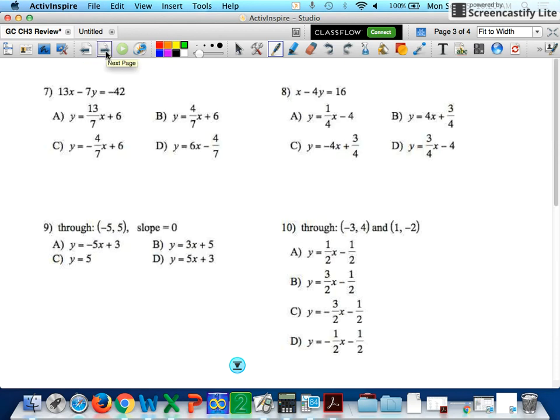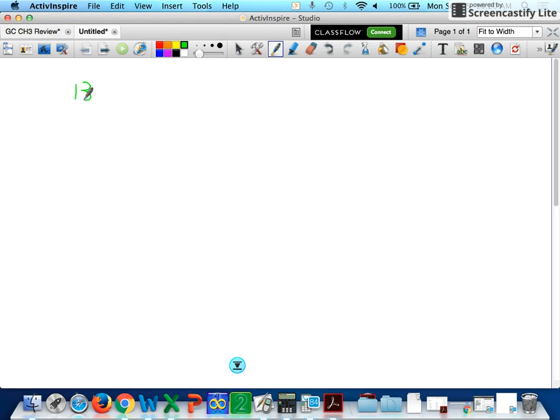On to number 7. This says, again, we want these in slope intercept form. So what we want is, check it, these y's are all by themselves, okay? So we want to isolate that y variable. I don't think I have enough room to work this problem right here. I'm going to move on over to another page.